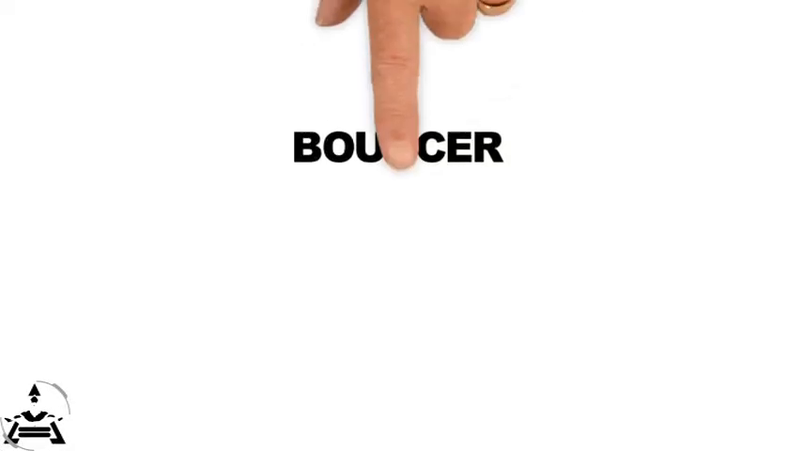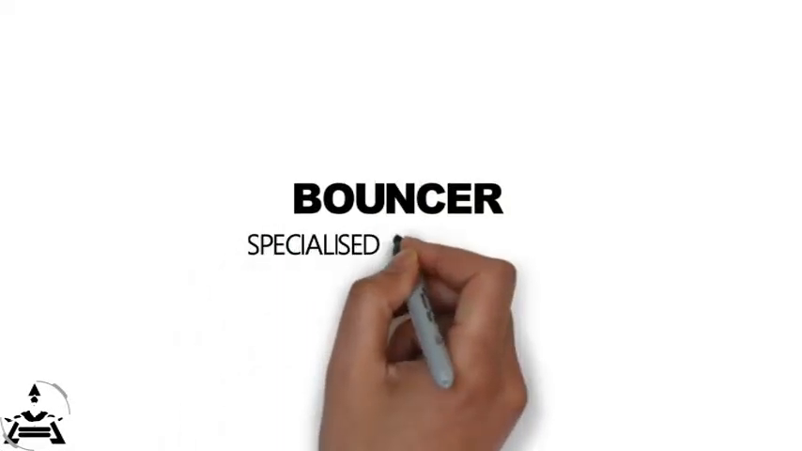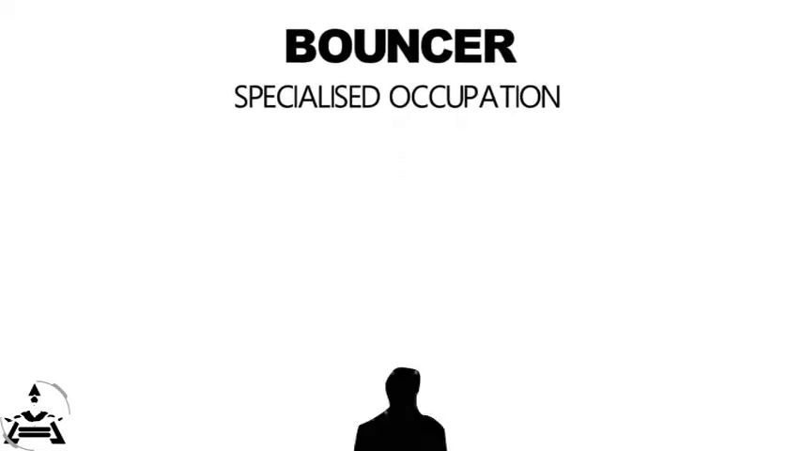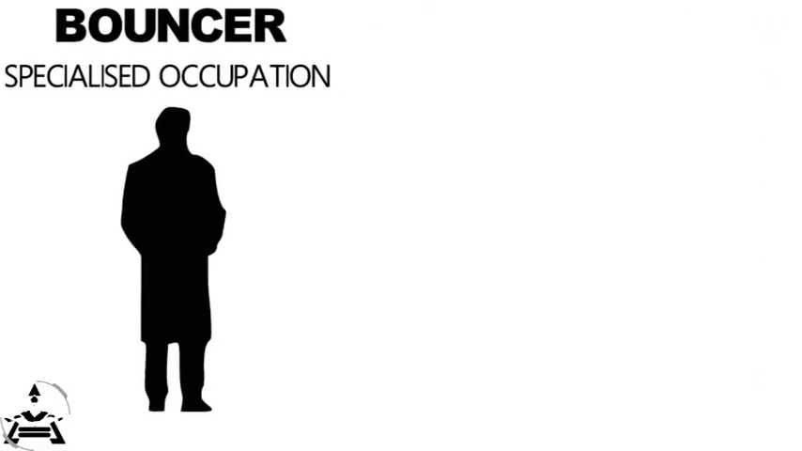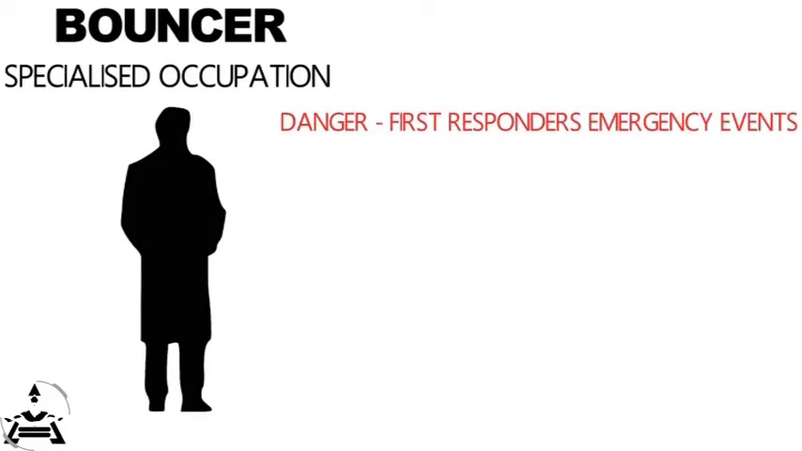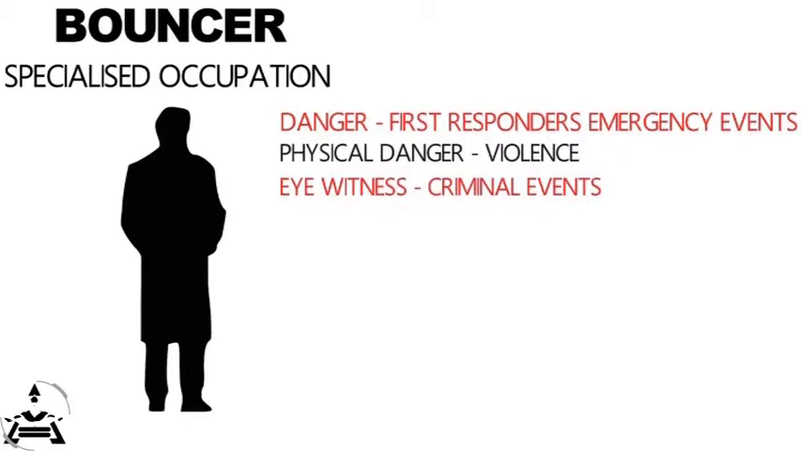Our organization classes the occupation of bouncer as a specialized occupation. We do this by breaking down the occupation and the role in managing danger when it becomes present when in operation as a bouncer. When we do this, we find that the bouncer is the first responder to all emergency events. These events range from fire evacuations to stabbings and sexual assaults. We see the physical danger that a bouncer must place themselves in managing an event. We see that the bouncer is a primary eyewitness to many criminal events.